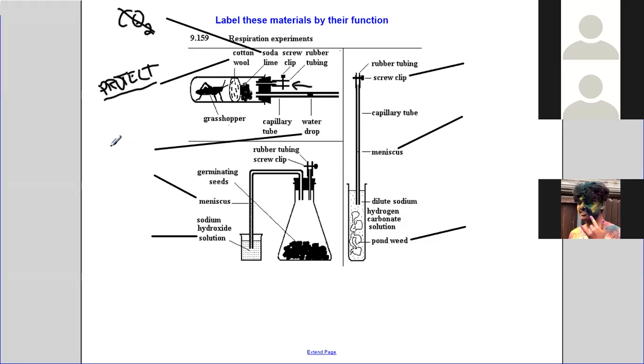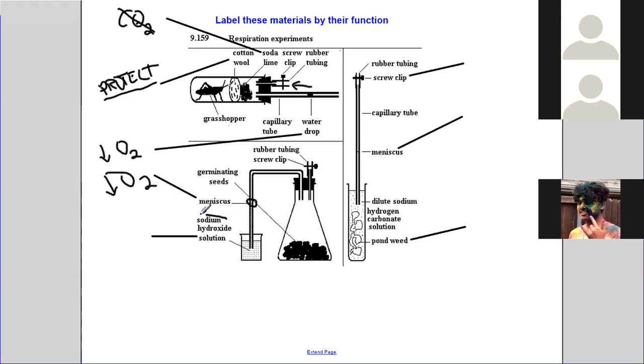The water drop is going to be measuring the fall in oxygen. They're going to be breathing, and as they're breathing, that little water droplet is going to move through here. So the meniscus here is going to be doing the same thing. The meniscus is going to be migrating to measure oxygen being consumed.